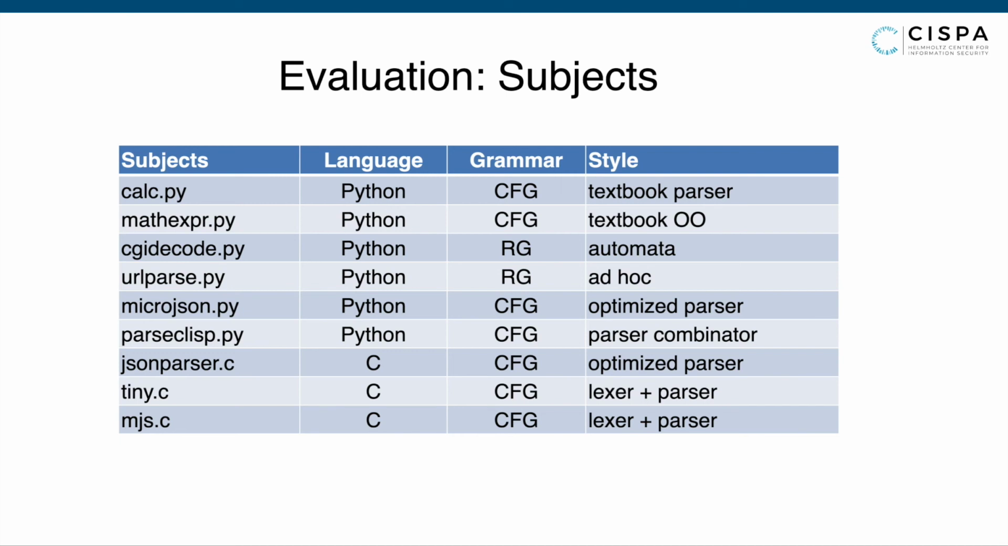For C, we inserted the instrumentation using LLVM. Next, we also chose different styles of writing a parser. With calc.py written in a textbook procedure style, mathexpression.py written in object-oriented style, cgi_decode is essentially an automata, URL parser is written in an ad hoc style, micro.json is again an optimized parser, parsec lisp is a parser combinator, JSON parser is an optimized parser, and TinyC and MJS contain a lexical state in front.